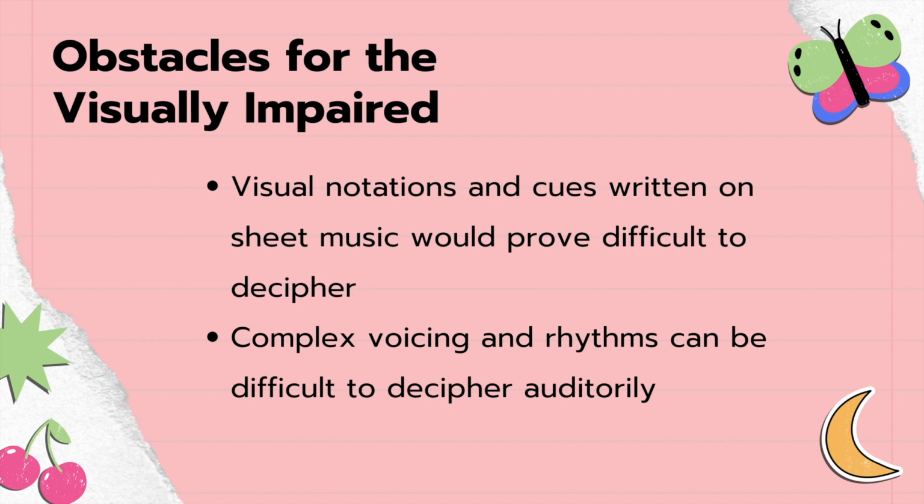For the visually impaired student, accessing sheet music often requires specialized tools such as Braille music notation or audio recordings. Even with the utilization of these resources, learning music can still be challenging, as intricate details for the music such as complex voicing and difficult rhythms can be difficult to discern auditorily.